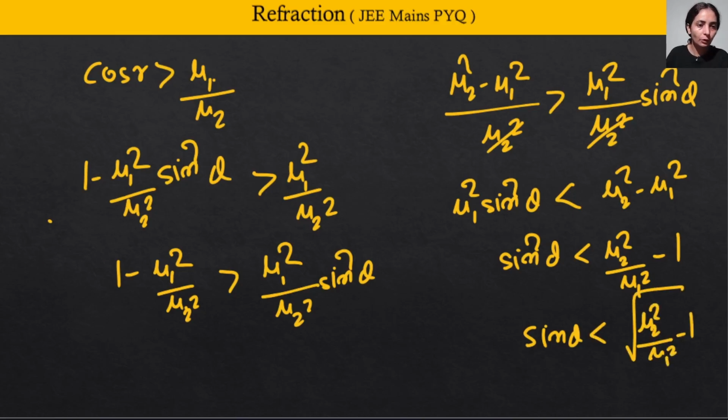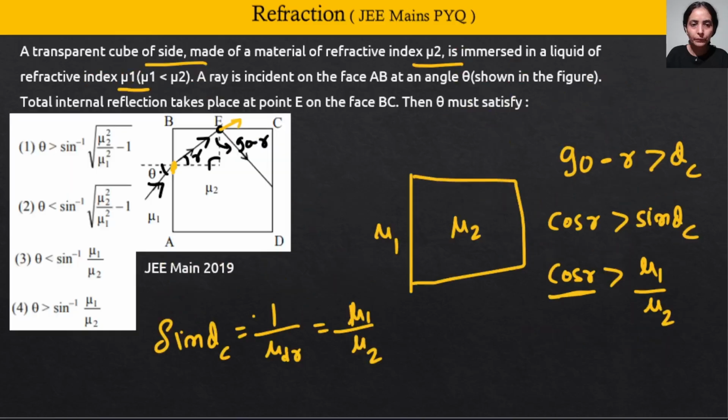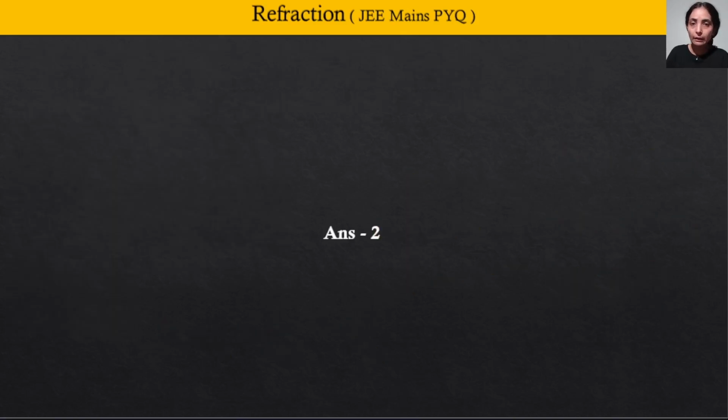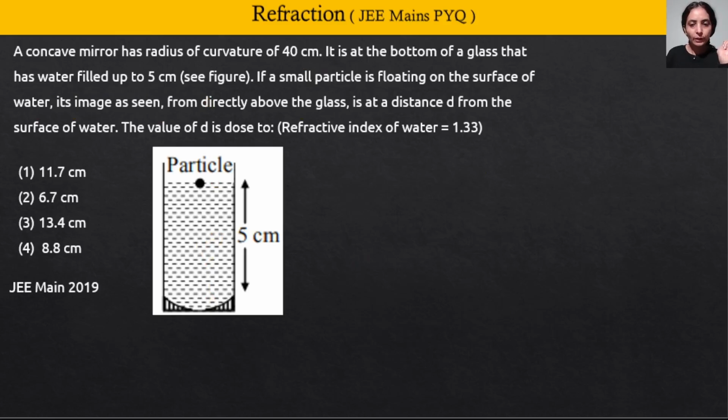So let us check for the option. Look at the option: theta is less than sine inverse of root under mu2 square by mu1 square minus 1. So it should be option 2. Let us check. Yes, it is 2. Done. Now let us solve this question.